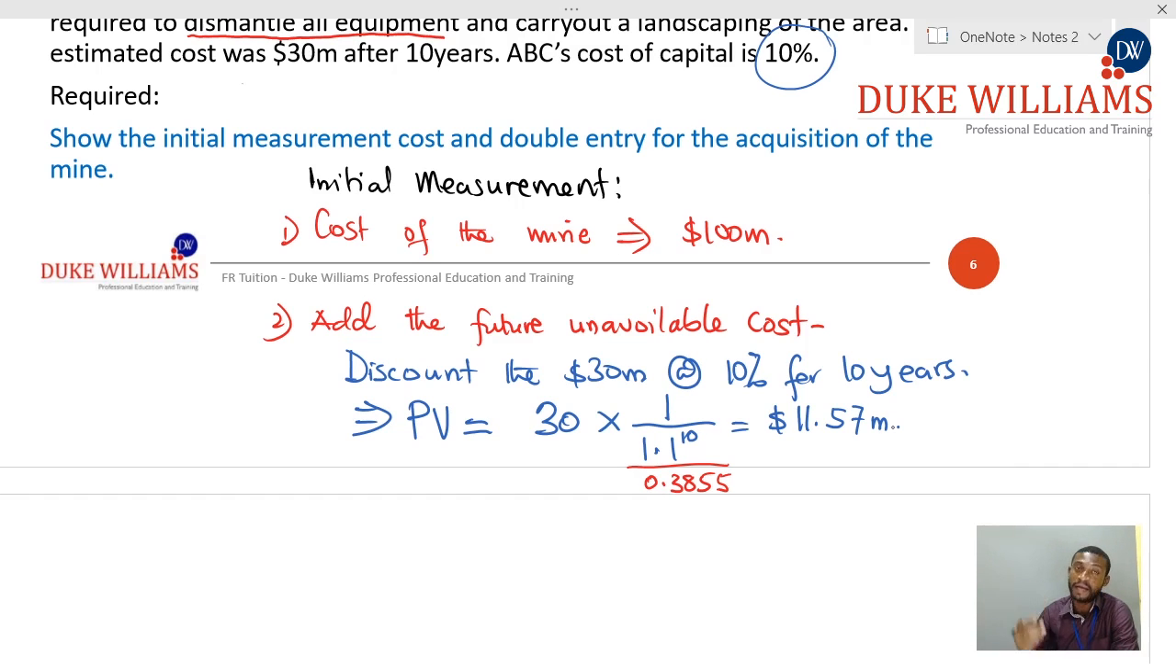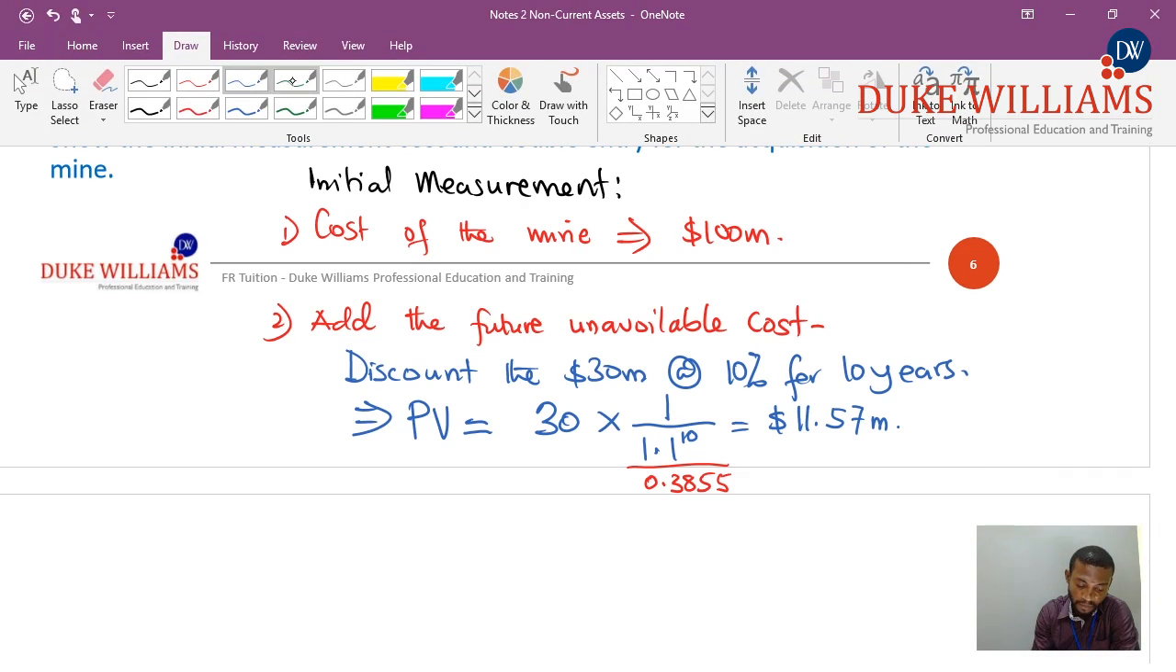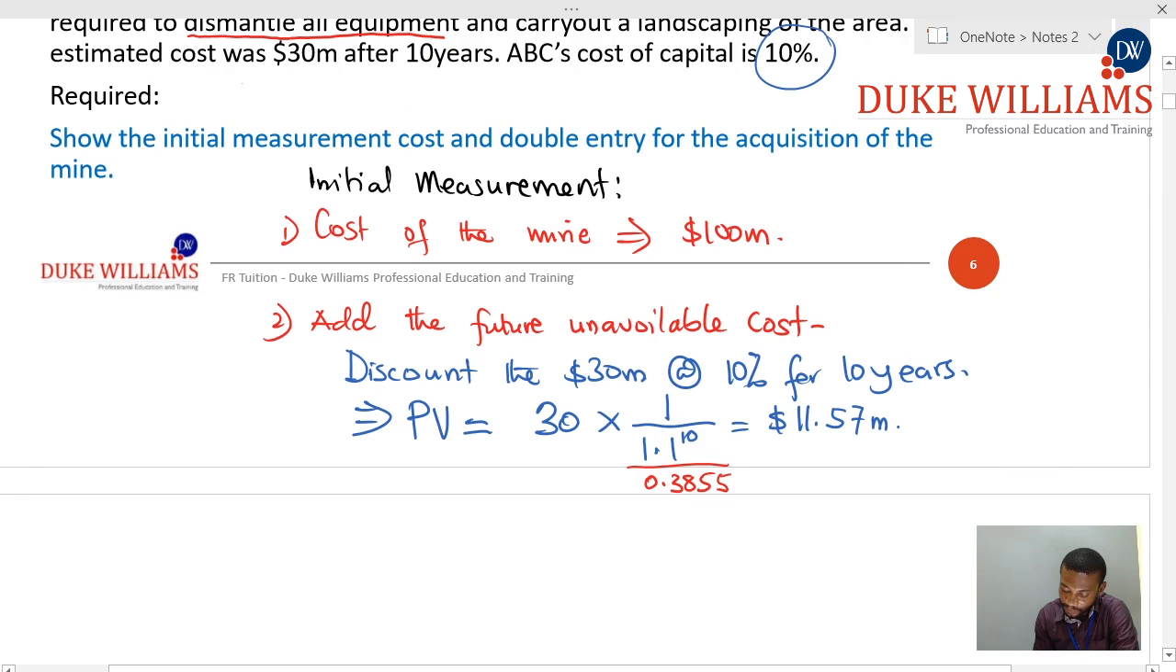And what it means is that this amount 11.57 would have to be compounded at a rate of 10% every year to grow, so that in 10 years' time it would have 30 million. And by that growth, we call it unwinding. It is unwinding interest, which would compound the amount. So the amount is to be compounded at a rate of 10%, so that in 10 years' time we can get 30 million. But that will be subsequent measurement.